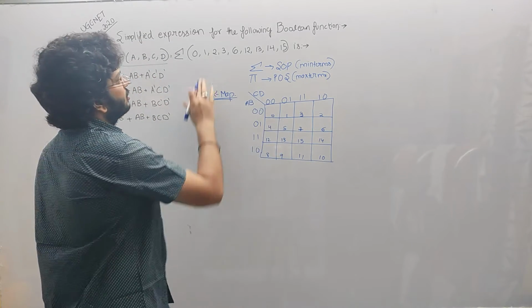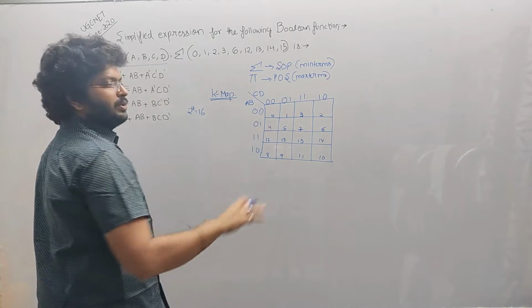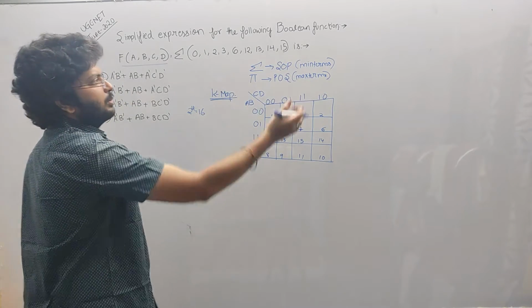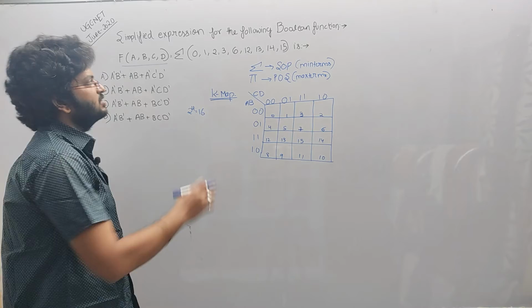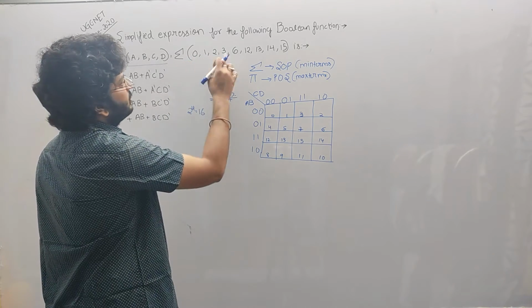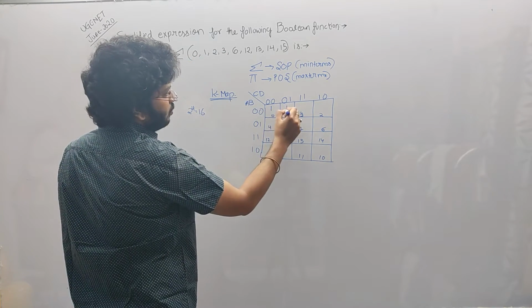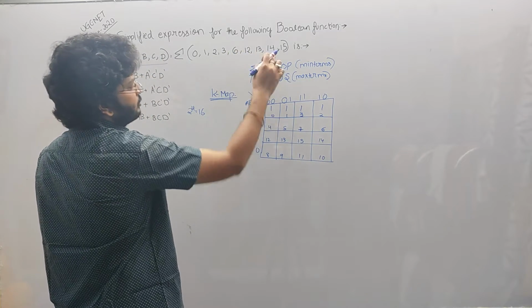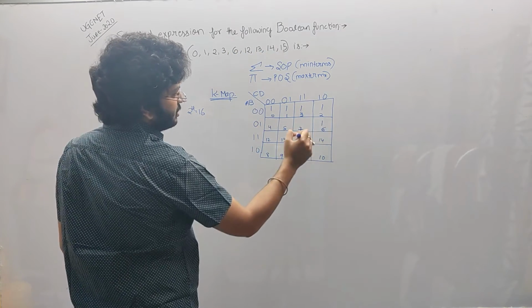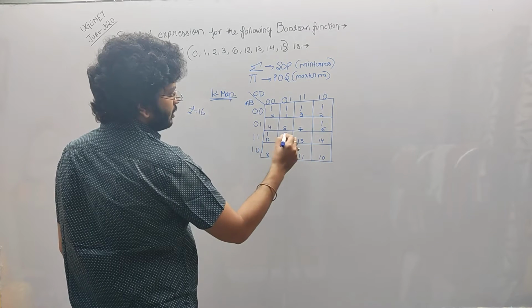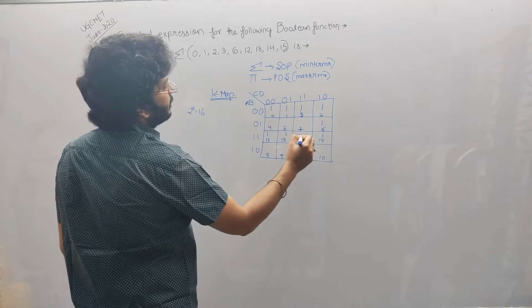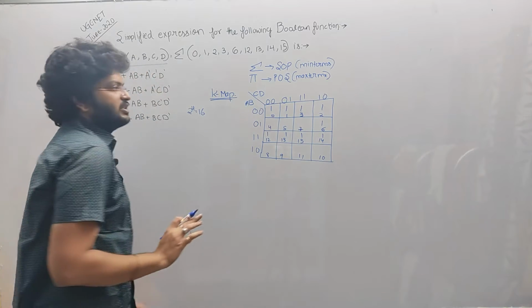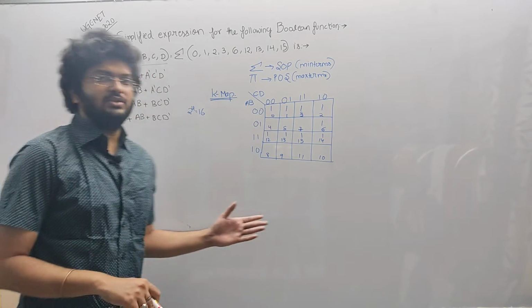Wherever we have these values, we will be writing ones, because it is a sum of product expression, a summation expression, so we will be placing ones. So in 0, 1, 2, 3, we have to place 1, 1, 1, 1. Now we have 6, 12, 13, 14 and 15. So these are the places where we have to place the ones.